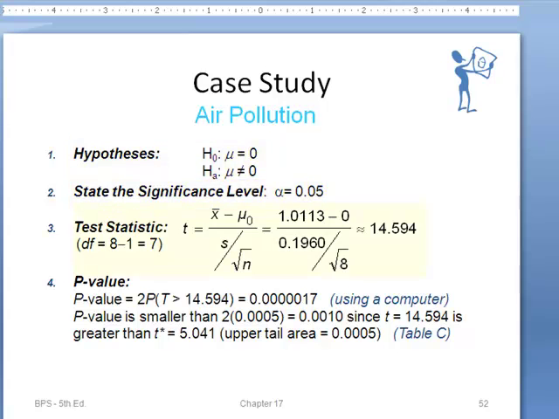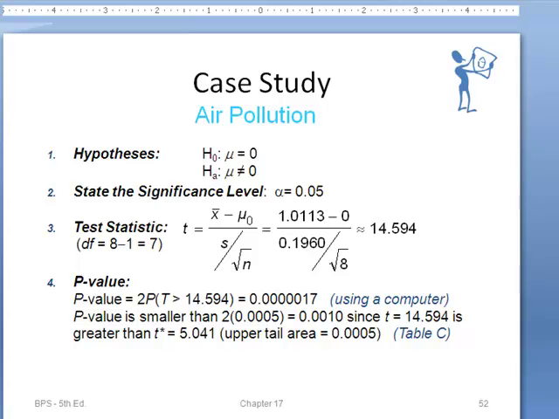And the test statistic, we calculate our mean difference, which was 1.0113, minus our null hypothesis value, which was 0, divided by the sample standard deviation divided by the square root of our sample size. We get 14.594. That's a big test statistic. So when we calculate the p-value, look how small it is. It's teensy-weensy small. So we're going to reject that null hypothesis.